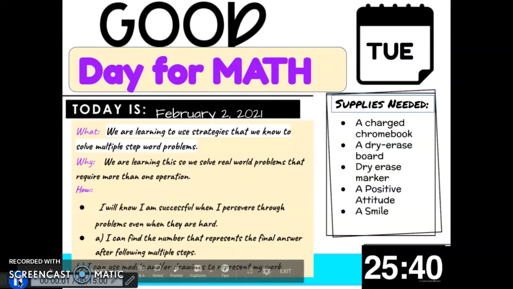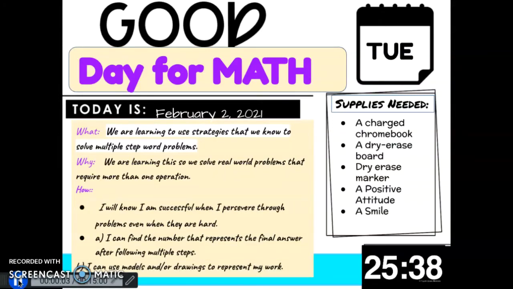Good morning, everyone. Today is Tuesday, February the 2nd, 2021, and we are continuing to use strategies that we've already learned to help us solve multiple step word problems.